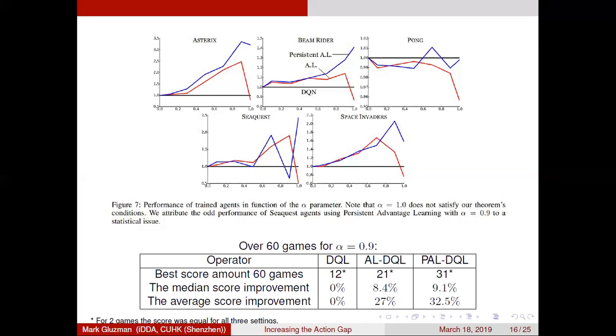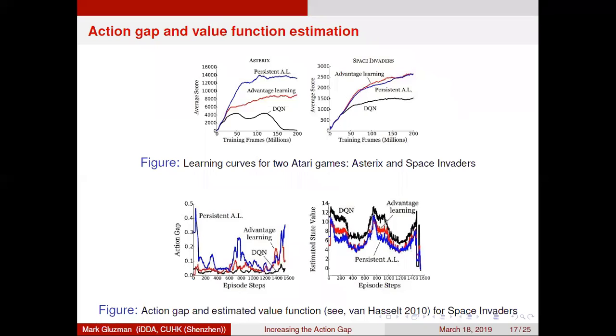So, improvement over DQL. Yes. And here both algorithms, for this fixed alpha, show the improvement. They also showed how, for two games, the learning curves evolve via training frames. For these two games, we see that DQL can go down, for example, after some learning, but persistent advantage learning and advantage learning keep increasing. So this is one thing.